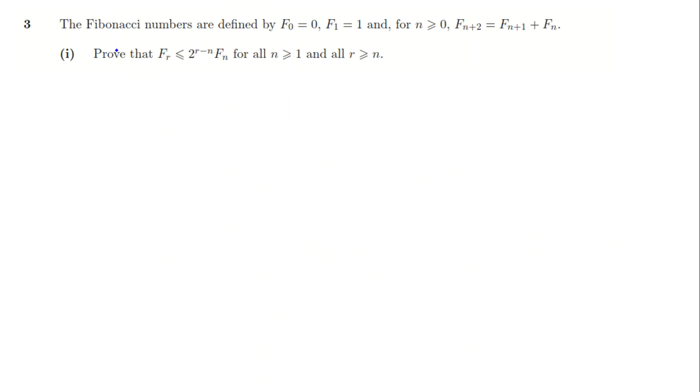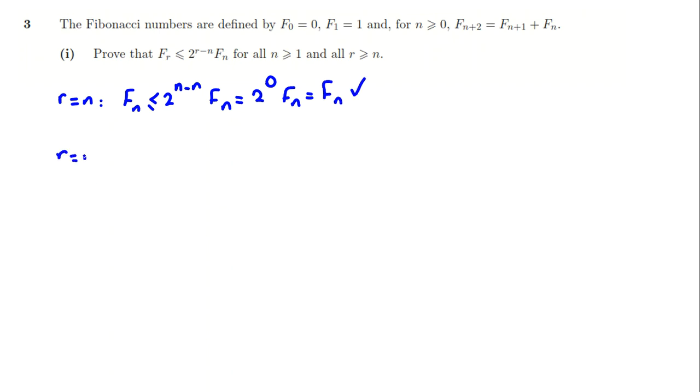Okay, and for solving this, one of the most useful ideas at first is to work on small examples. For example, suppose r equals n, because it says r is at least n. The left side will be f of n, and the right side will be 2 to the n minus n times fn, which is 2 to the 0 times fn, which is fn, and we see it's correct.